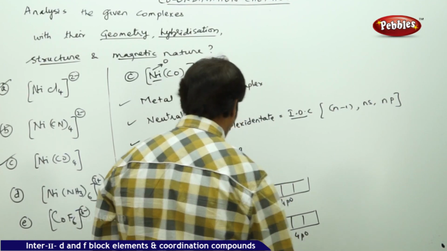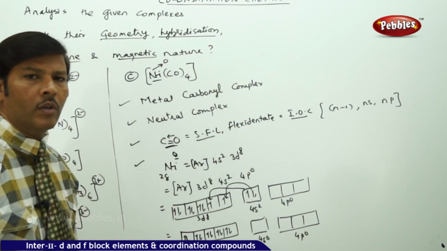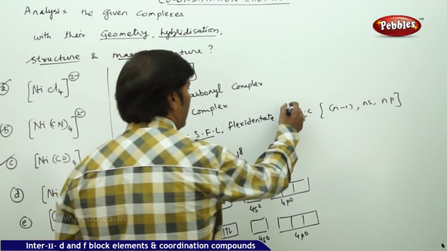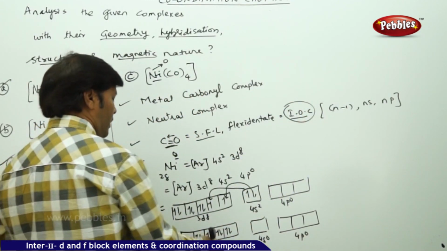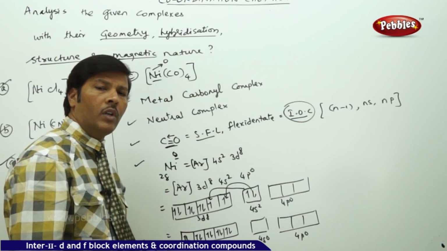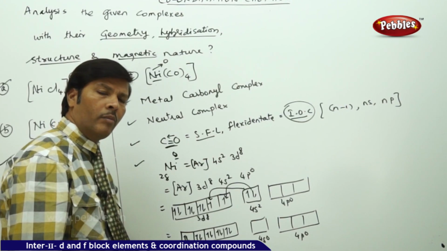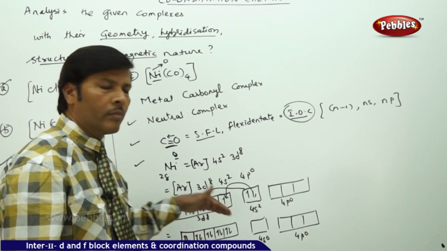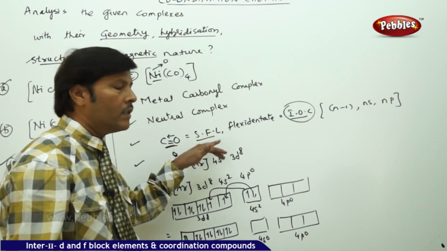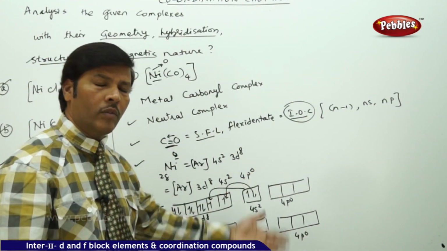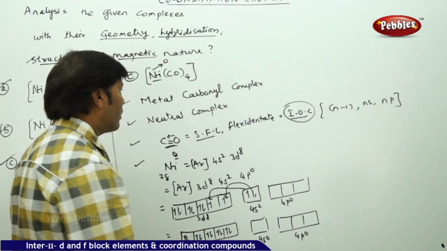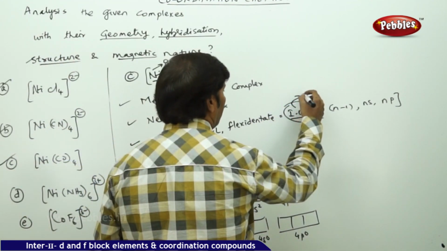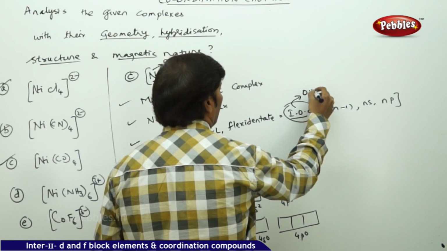And this is 4p0. This is an exceptional case because actually we are expecting an inner orbital complex, but it cannot utilize the vacant 3d orbitals anymore, because all the electrons have been filled up in the n-1 d orbital. So forcibly, though it is a strong field ligand, it is made to convert from an inner orbital complex to an outer orbital complex.